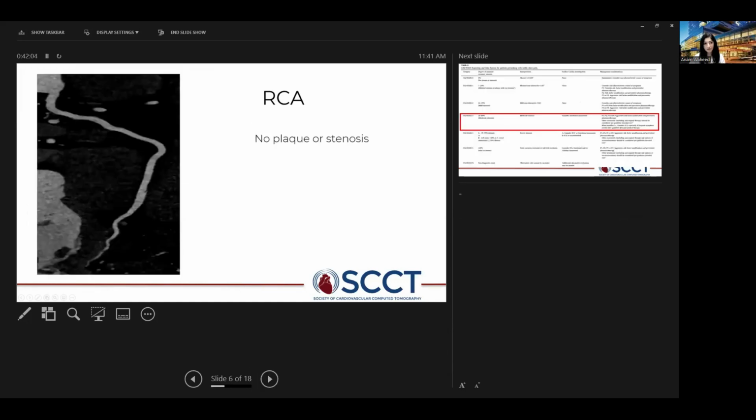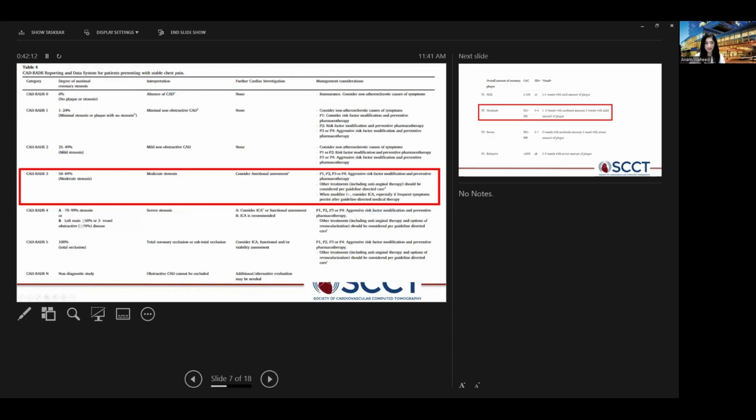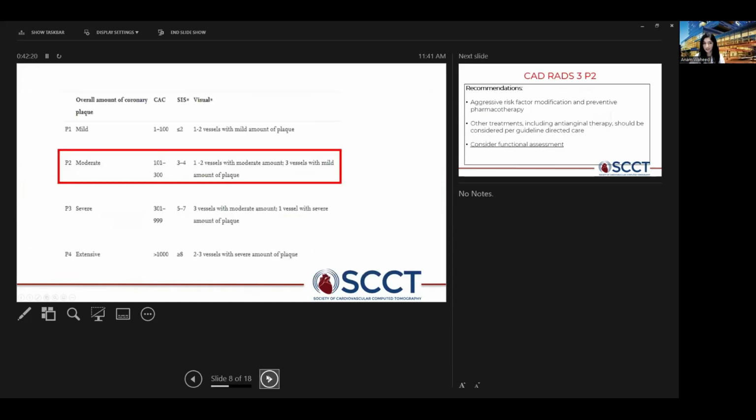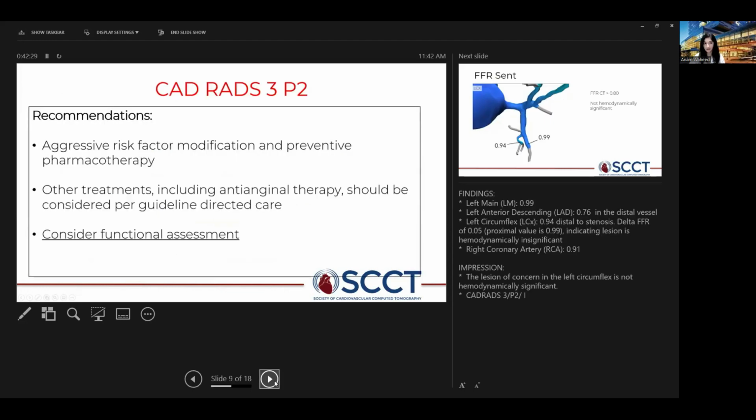This is a curved MPR view through the RCA showing no plaque or stenosis. The lumen is smooth and there's no obstruction. And so this puts us in the CAD-RADS category of CAD-RADS 3, as the most severe stenosis that we saw was moderate stenosis of the left circumflex. When it comes to plaque assessment, there are about 3 segments involved, putting us at moderate plaque, P2. And so for this, these recommendations are taken from table 2.